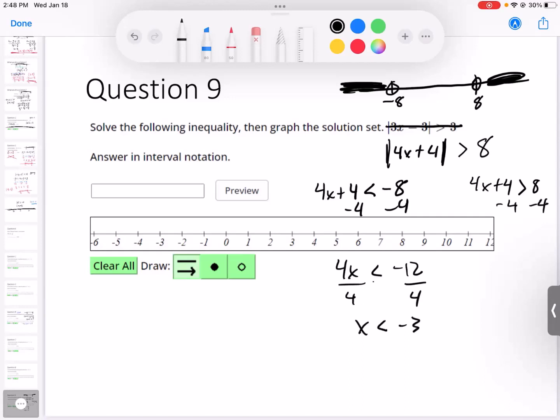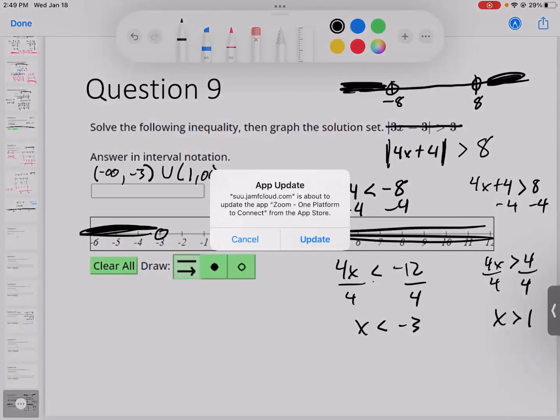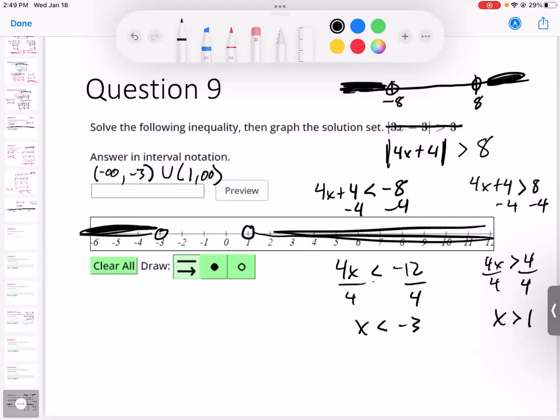Then you do the same calculations on this one, but you get 4x is greater than 4, you get x is greater than 1. So on your number line, you'd have an open circle at 1, and it would be all the numbers above that. And then you'd have an open circle at -3, and it'd be all the numbers below that. And then your intervals would be -infinity to -3, and they both have round brackets. And then you union 1 to +infinity. Because this interval represents this solution, and this interval represents this solution.